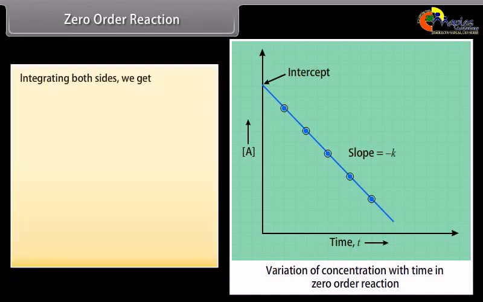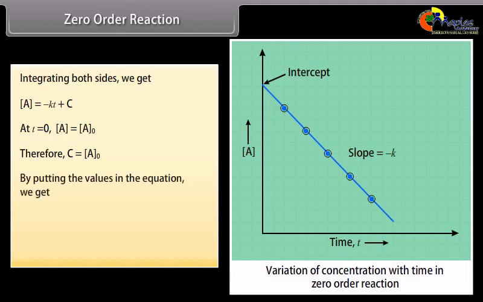Integrating both sides, we get A is equal to minus KT plus C. At T is equal to 0, A is equal to A naught. Therefore, C is equal to A naught. By putting the values in the equation, we get A is equal to minus KT plus A naught. Or it can be written as K is equal to 1 upon T multiplied by A naught minus A.